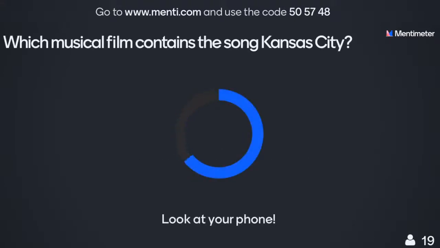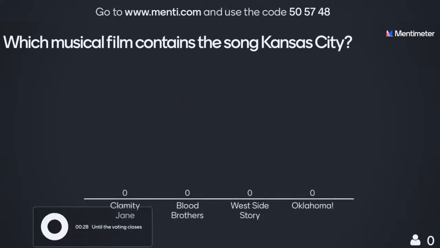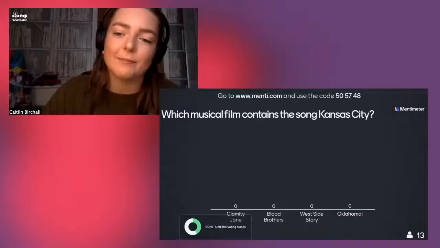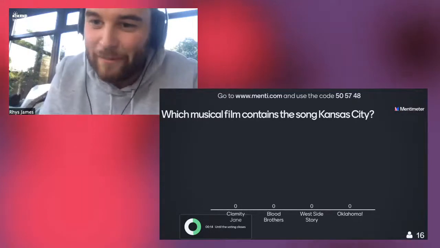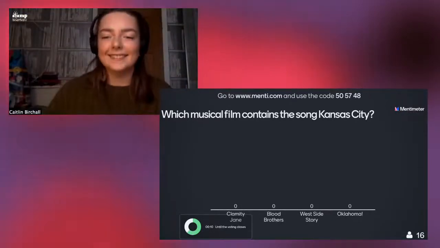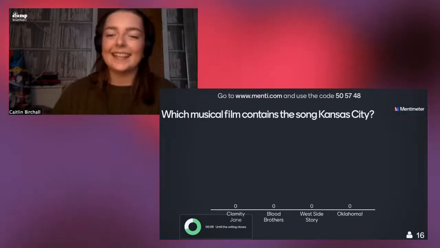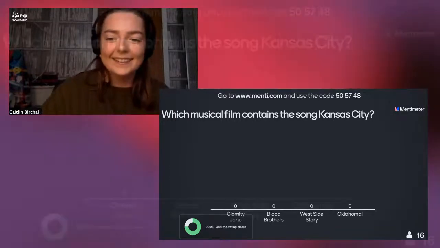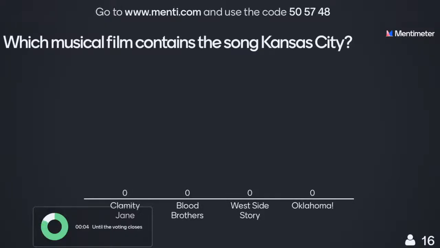I love the tunes. Which musical film contains the song Kansas City? Is it Calamity Jane, Blood Brothers, West Side Story, or Oklahoma! Is it Calamity? Calamity Jane.